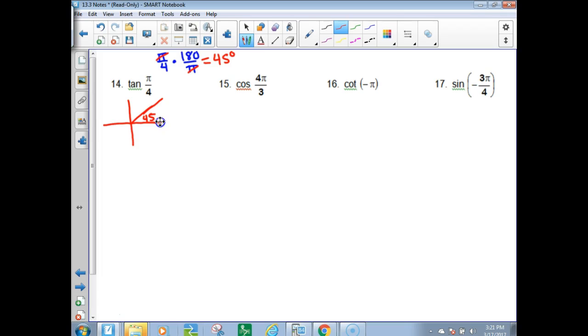All right, so we're thinking 45, 45, 90 special right triangles. I can draw it right on here if you want. Remember the pattern? n times the square root of 2. Tangent is opposite over adjacent, so that's going to be n over n, which is 1. And it's positive because we're in quadrant 1.